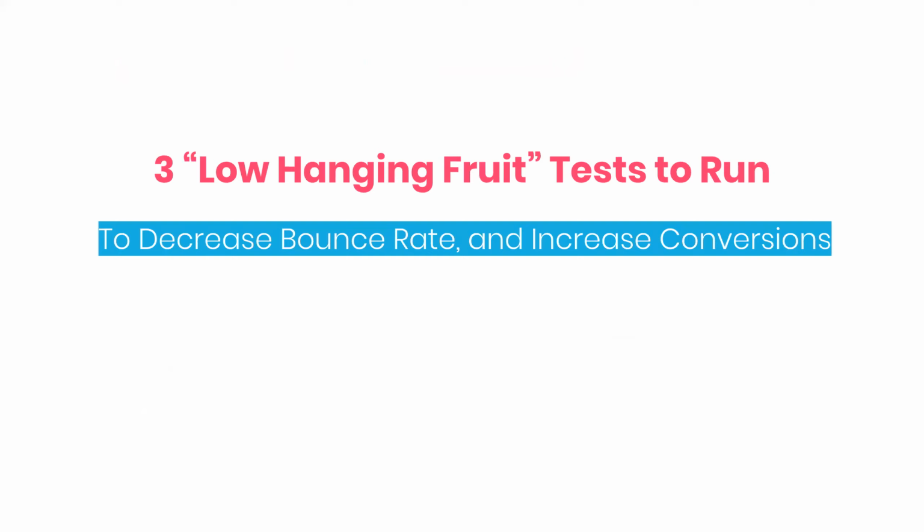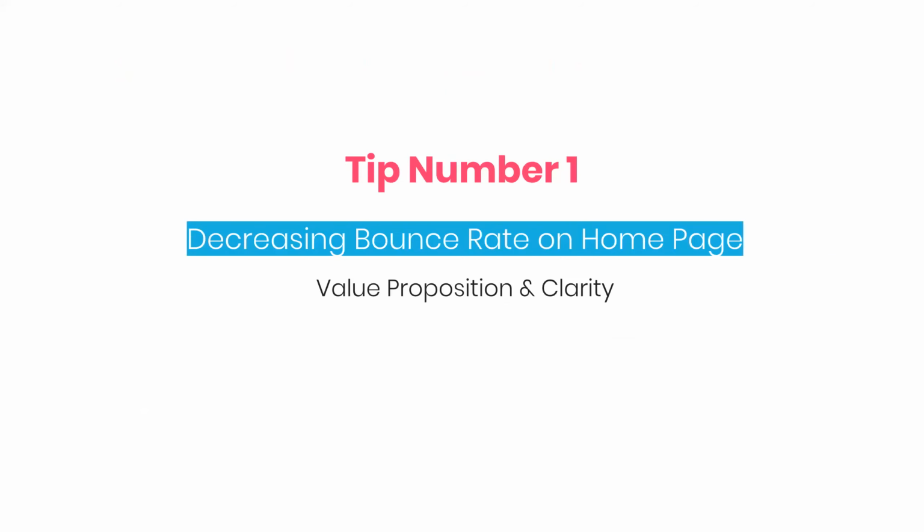And the reason I say this is because over and over, we run these tests on the majority of our clients, and it's a common test to run because these are common issues that a lot of websites have. So the first one, decreasing bounce rate on the homepage. And the 2 that we're going to be looking at in this example is, for example, value proposition and clarity.